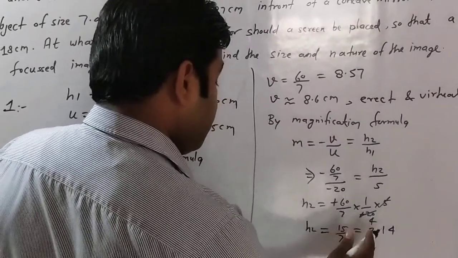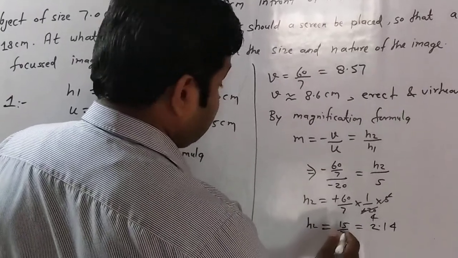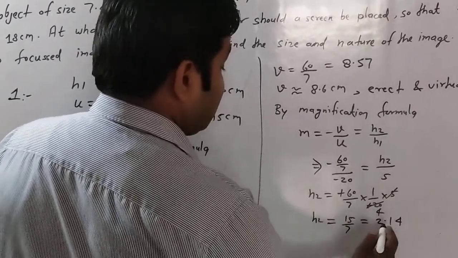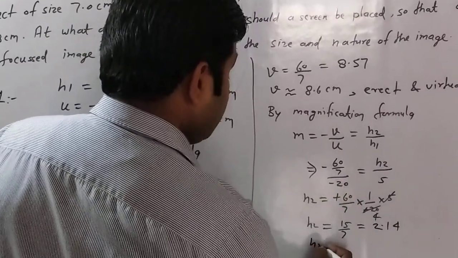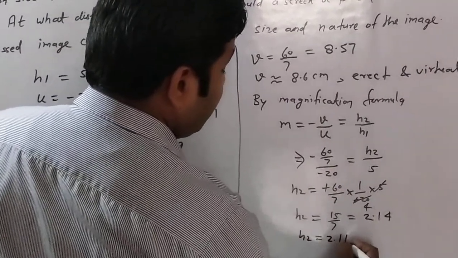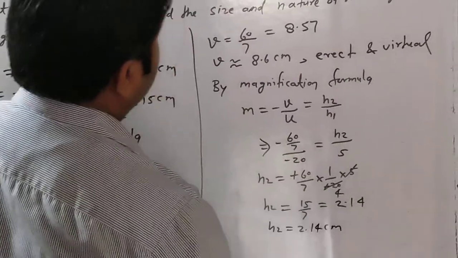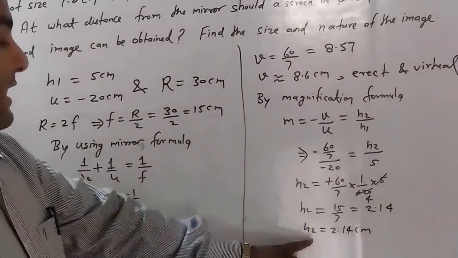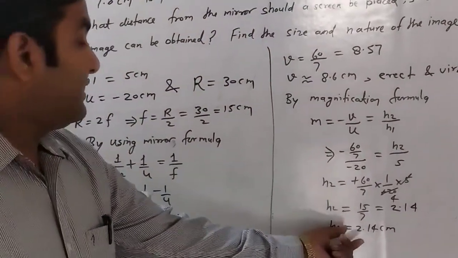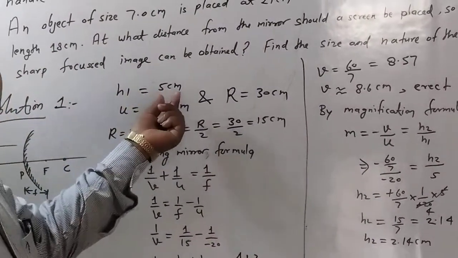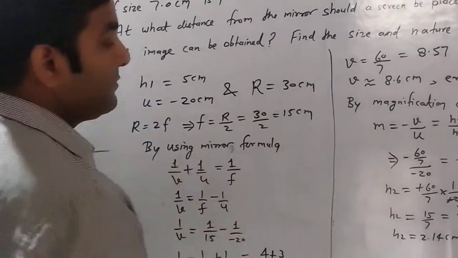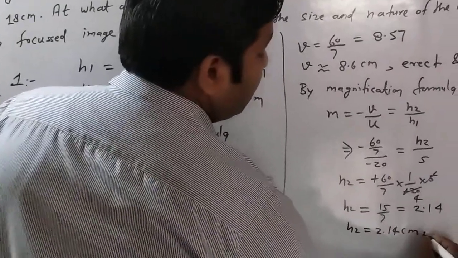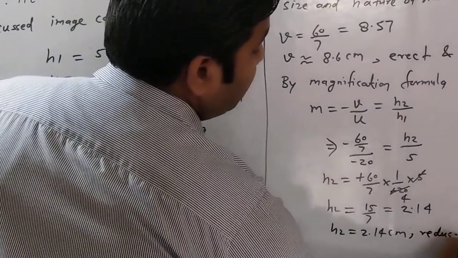14, 10, and 7 on the 7, 3074 28. Either 2.14 or 2.2 we can take, no problem. So h2 is equal to 2.14 centimeter. This is the height of the image, and this height is very less, nearly half as compared to 5. So the size of the image is reduced.